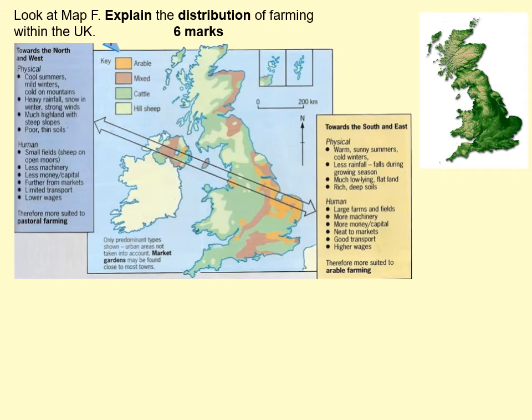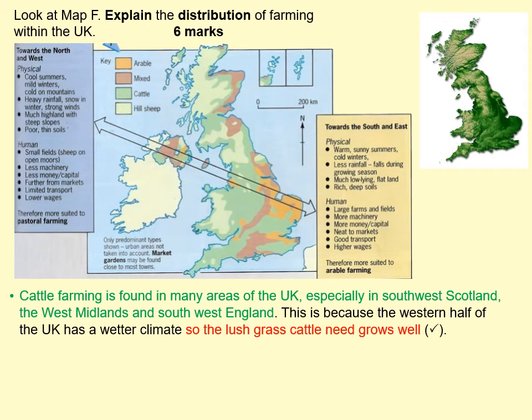So we're going to talk now about cattle farming. So my descriptive point is that cattle farming is found in many areas of the UK, especially southwest Scotland, the West Midlands and southwest England. I've had to say where those types of farming are found, but I'm not going to get a mark.